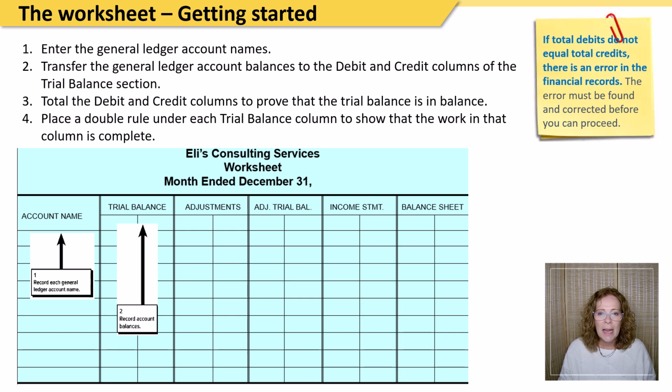Then the accountant tallies up all of the amounts in the debit column and credit column of the trial balance section. And if you've done everything correctly, meaning you transferred the amounts correctly, the total debits should equal the total credits. At the end, you place a double rule under each trial balance column to show that the work in that column is complete. So let's do that together.